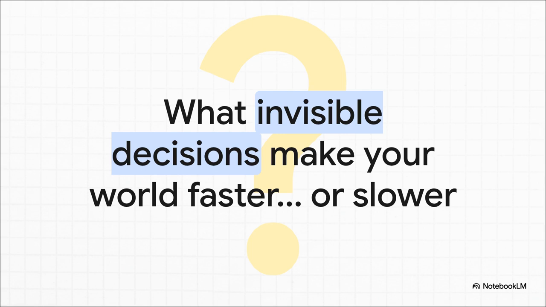So the next time you fire up your favorite app, just take a second and ask yourself, what are the invisible decisions that are making my digital world faster or slower?